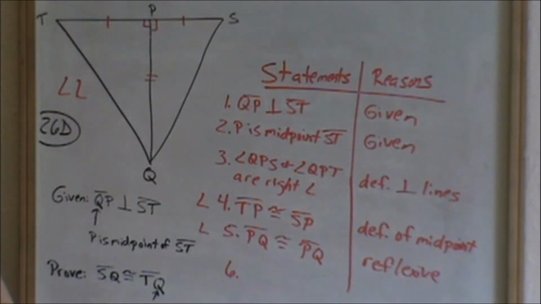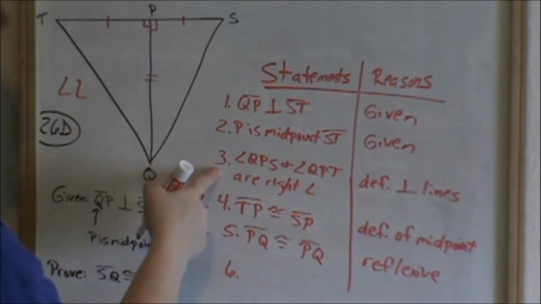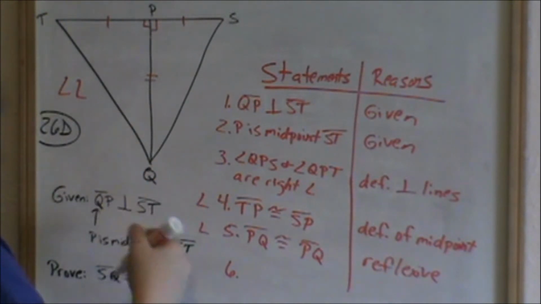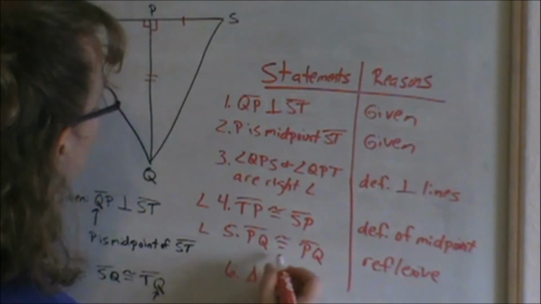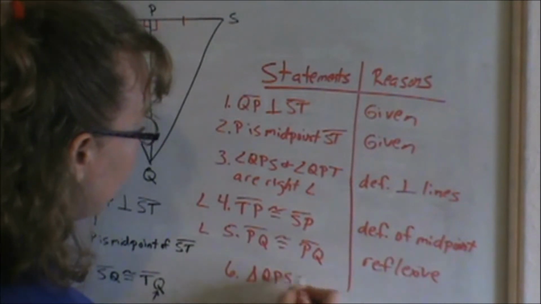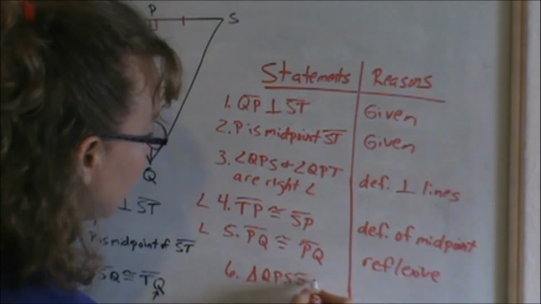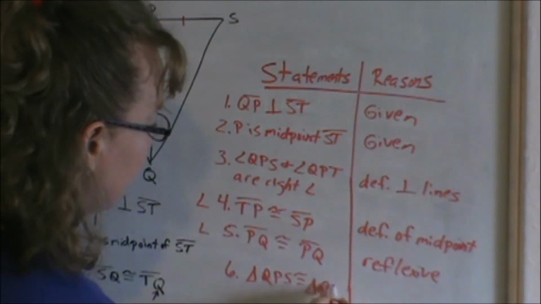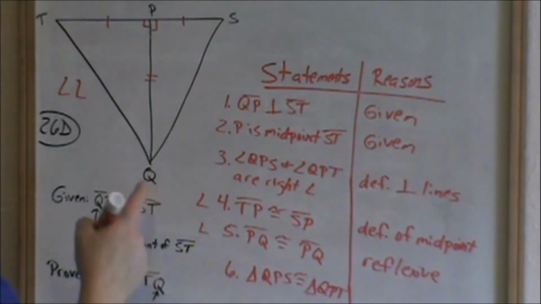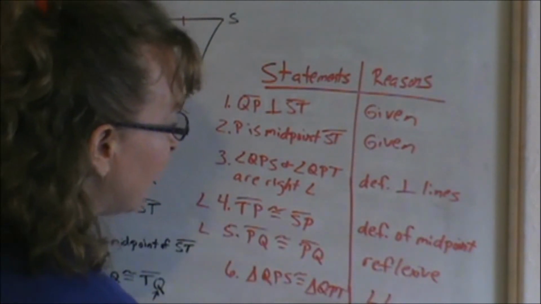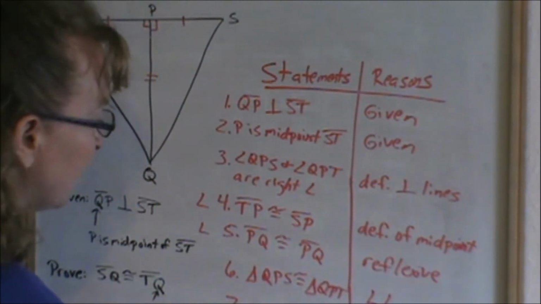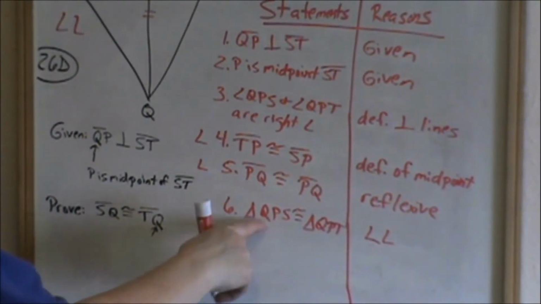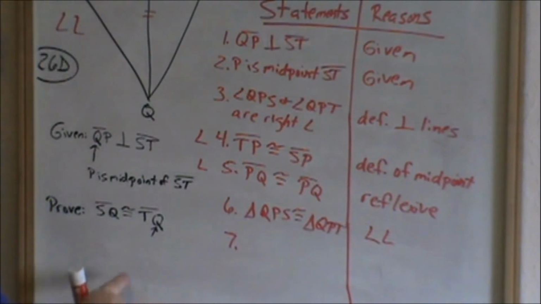And now that we have all of our information in, and we know that we are dealing with right triangles, we can now say that the two triangles are congruent. So we can say triangle QPS is congruent to triangle QPT. I'm saying them in the right order. Why? Because of leg, leg. That wasn't what we were trying to prove though, but you have to prove the triangles congruent before you can use CPCTRC.